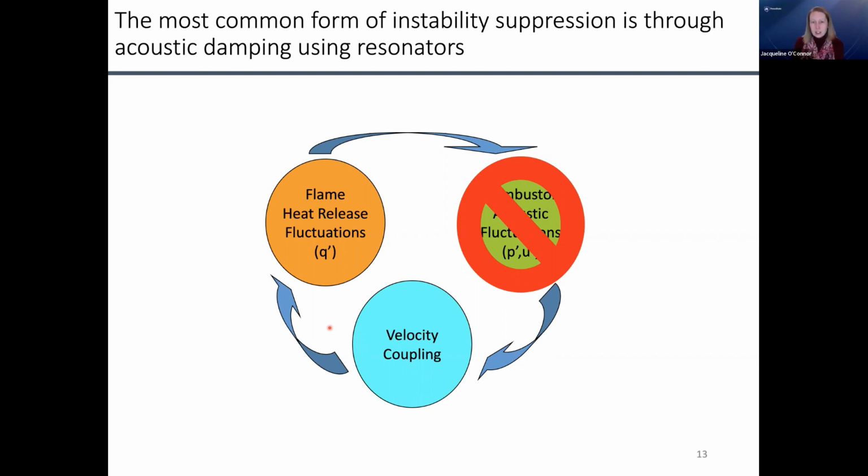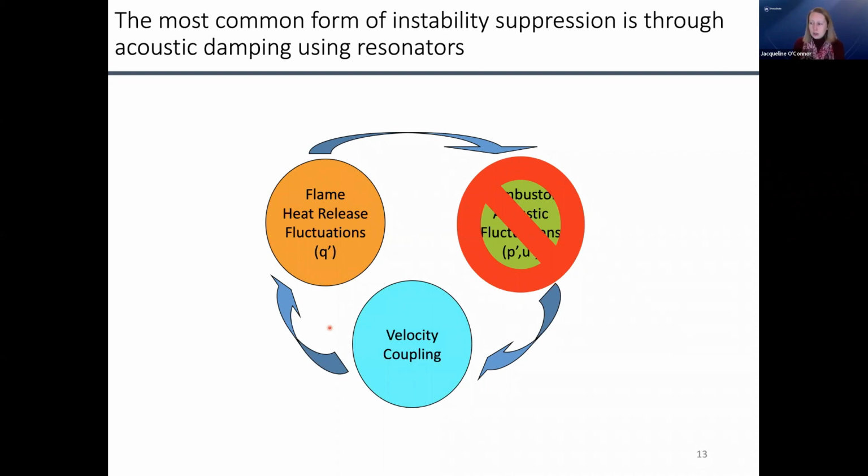And again, it increases the complexity of the operability if you have to continuously tune your damping system. Some types of resonators are tunable. So quarter wave tubes and Helmholtz resonators can be designed to be tunable. Things like perforated plates aren't tunable, right? And so even though acoustic damping is used ubiquitously, it's not the most robust way of suppressing instability.